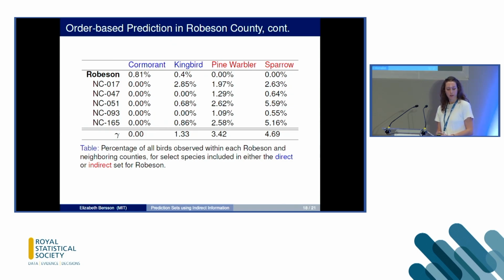The birds in blue, the cormorant and the kingbird, were included in only the direct. You can see that they were observed in Robeson County and seen very infrequently in neighboring counties, and that's reflected in a small estimated concentration parameter of 0 and 1.3, respectively, for these 2 species. The 2 species included in the indirect set and not the direct, the pine warbler and the sparrow, although they weren't observed in Robeson County, were seen with some relative frequency in the neighboring counties, and that's reflected through a quite large concentration parameter, 3.42 and 4.69 for these 2 species.